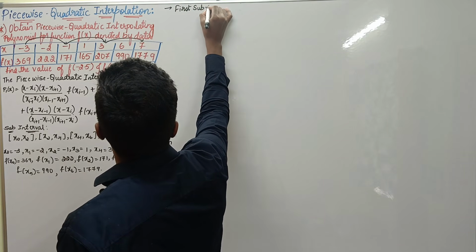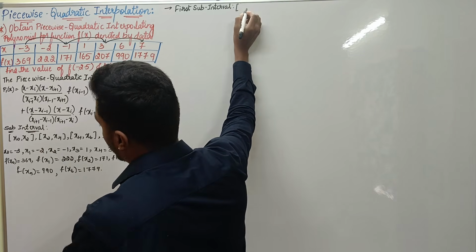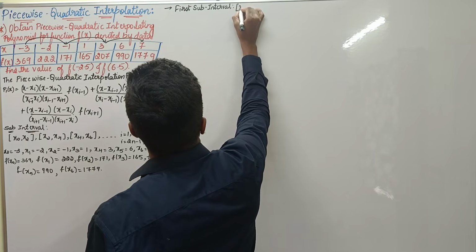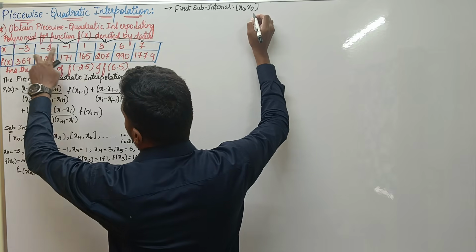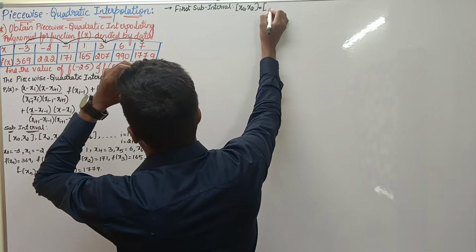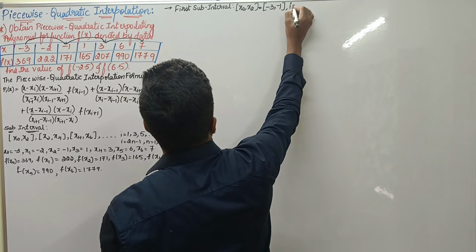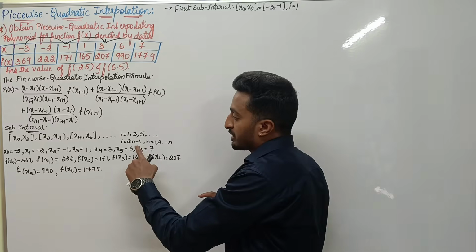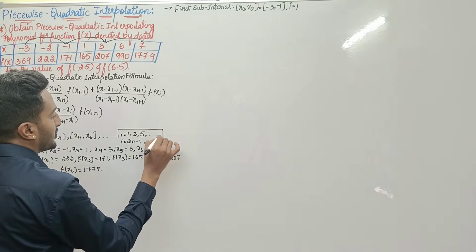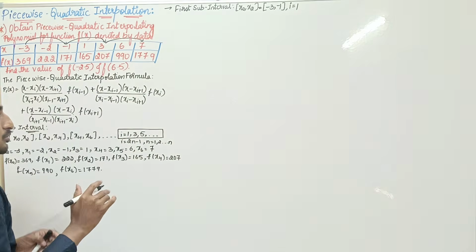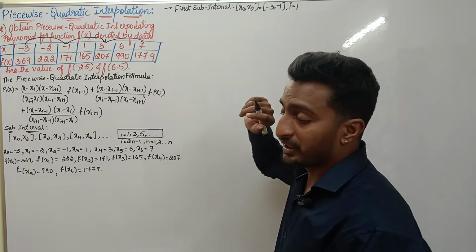First subinterval is given by x0, x2. See, x0, x1, x2, that is -3 to -1, where i equals 1. Since I need to take n minus 1, that is i equals 1, 3, 5, since I am going to shift one element, I need to consider the odd numbers 1, 3, 5, 7, 9. Okay, now the value of i is 1.